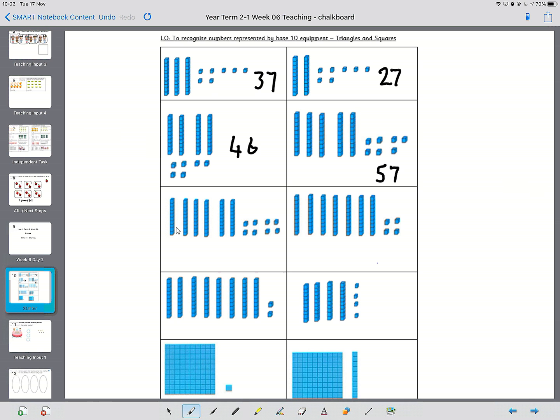Next one, 10, 20, 30, 40, 50, 60. These are getting big numbers. You're right with these, Year 1. 61, 62, 63, 64, 65, 66, 67, 68. Brilliant. Okay, counting again in tens. 10, 20, 30, 40, 50, 60, 70, 71, 72, 73, 74.